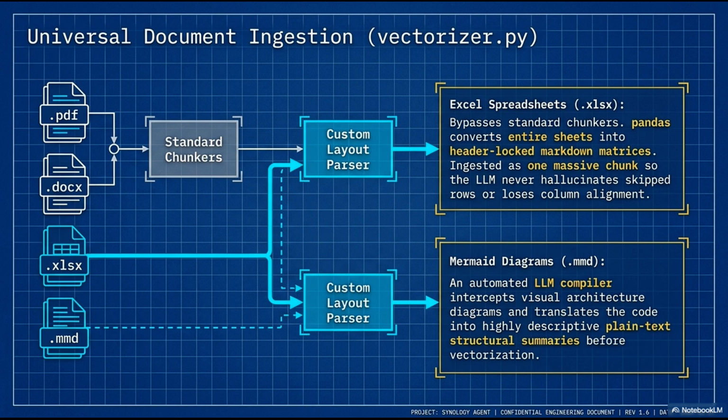He integrated an automated LLM compiler into the ingestion script. When the script encounters raw mermaid diagram code, it doesn't just chunk the syntax, it passes the code block to Ollama during ingestion and prompts the LLM to translate the visual architecture into a highly descriptive plain text structural summary. So you can search for the visual concept of the diagram, not just the code syntax. Right. It stores that semantic summary alongside the raw code block in the vector database.